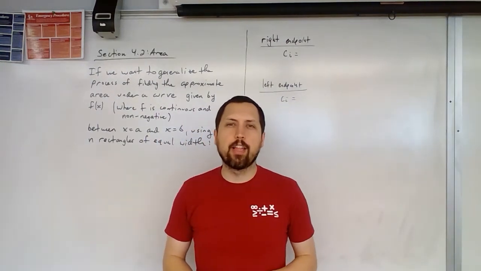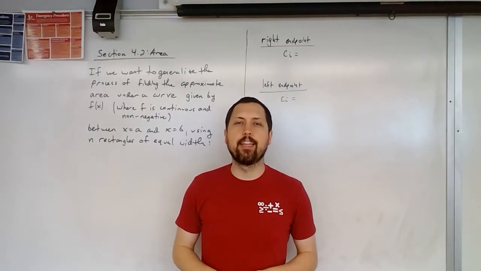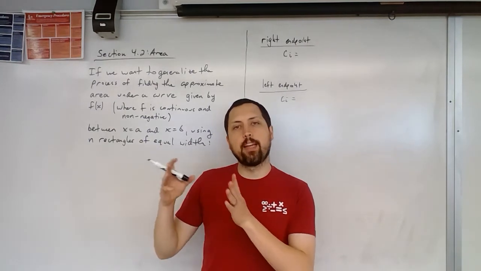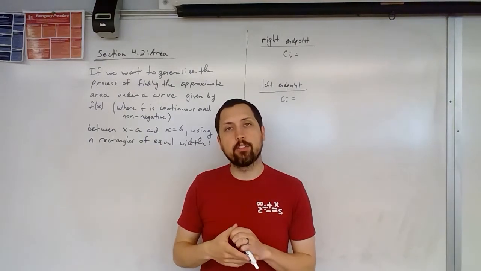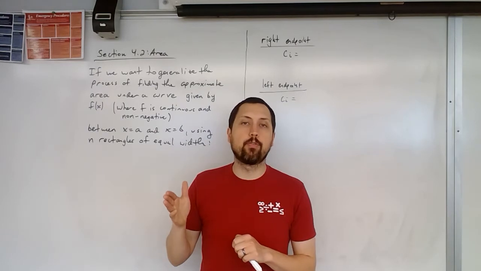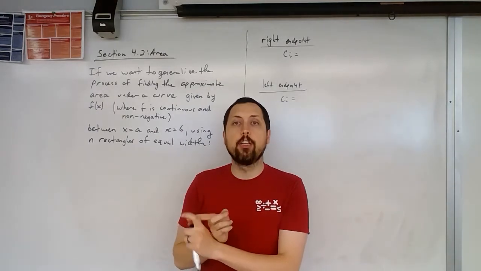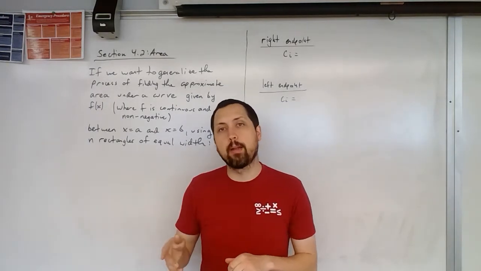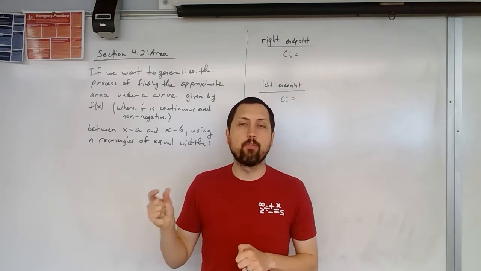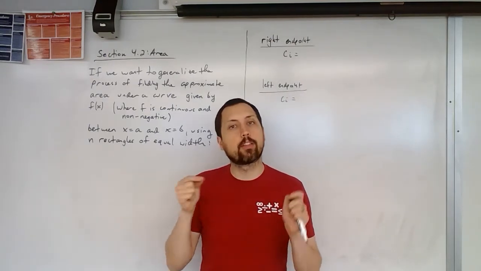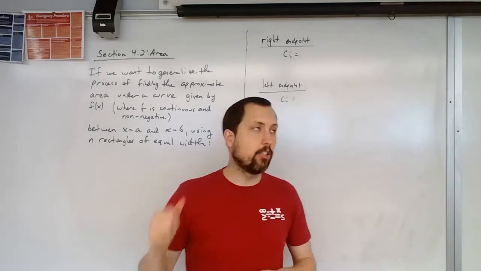I'd like to start generalizing this process that we did with looking at approximating areas using rectangles, to be able to say what is true in general for any function, using either the left or the right endpoints, using any type of width that we would like. Okay, so we looked at concrete examples. Let's take a look at it in general.